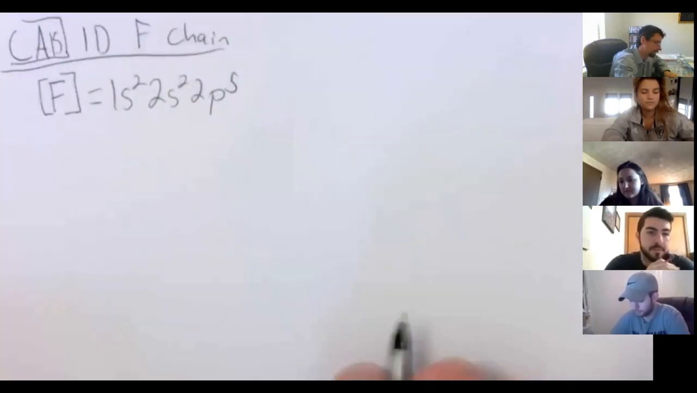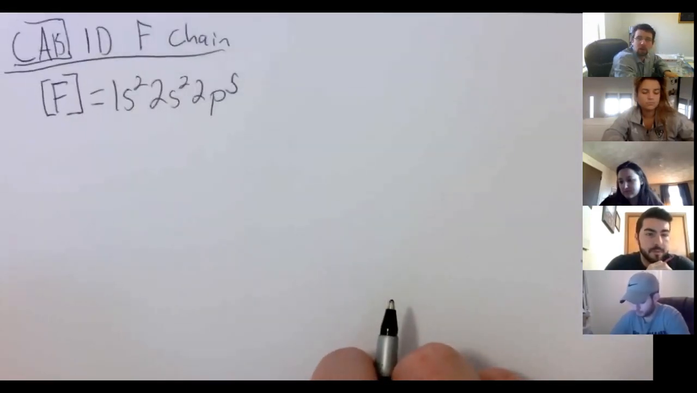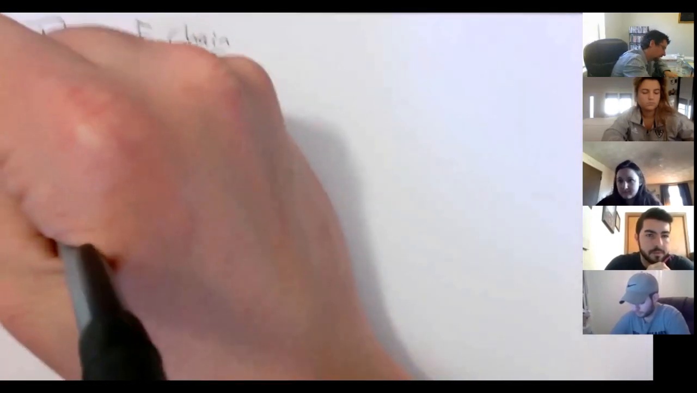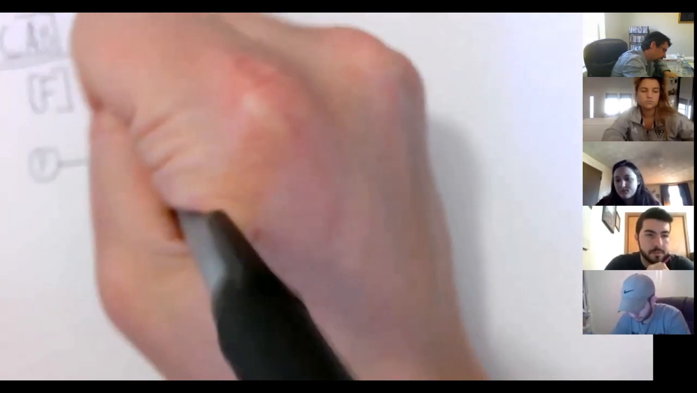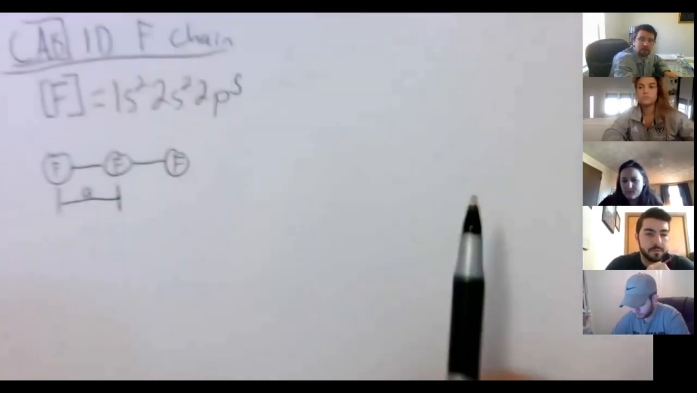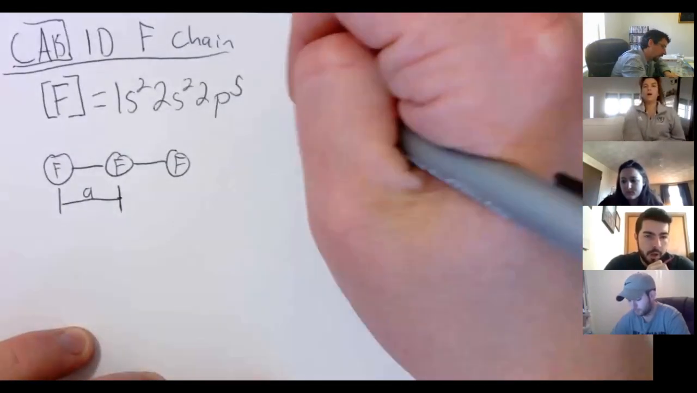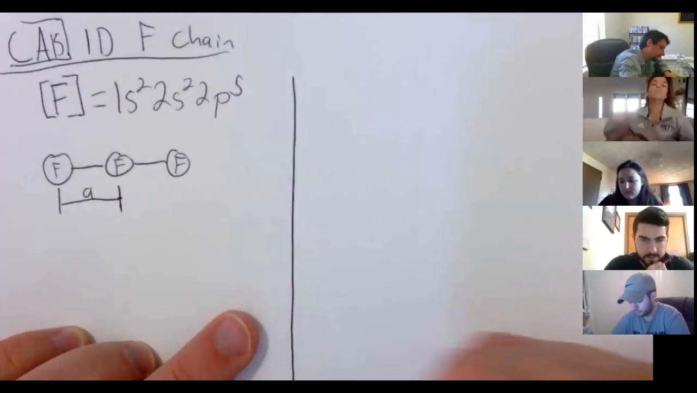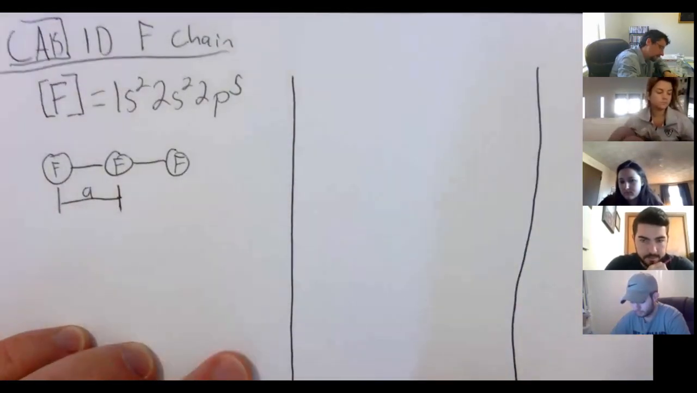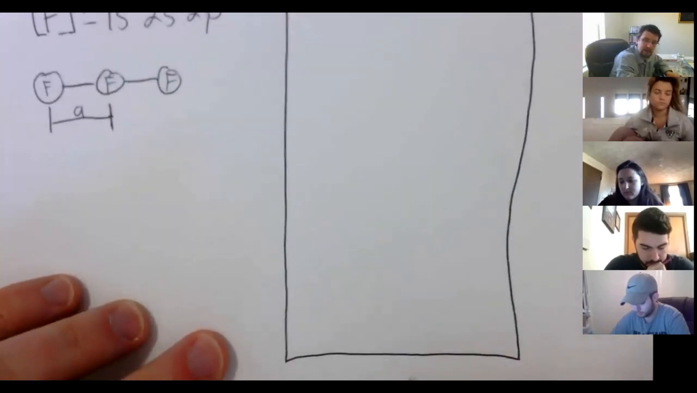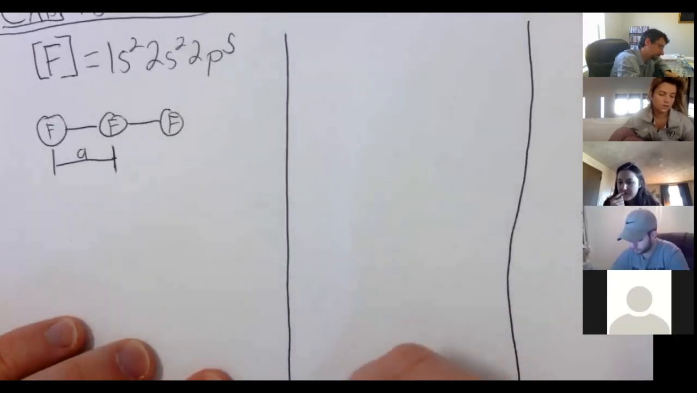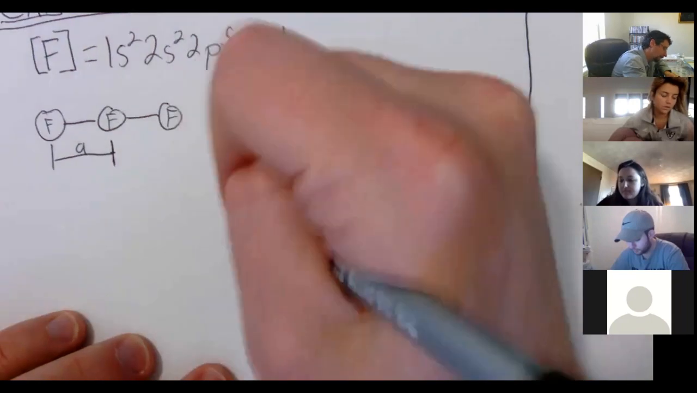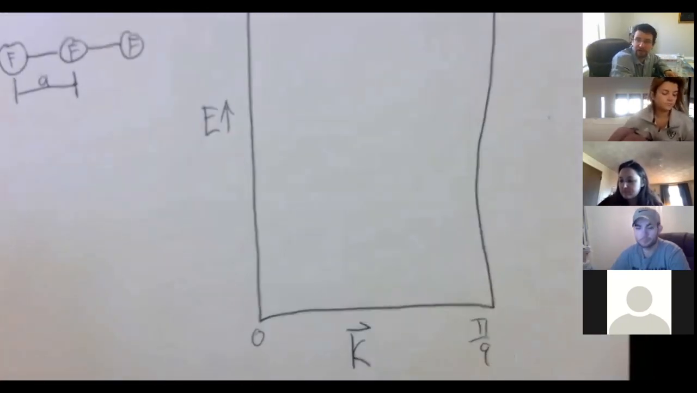Yep, you're right. Okay, so now we have our band structure. We're going to have our fluorine atoms like this, and we're going to have our unit cell where there's one fluorine atom per unit cell. We're going to plot that. What do we have on our x-axis down here? k. Yep. What else? 0 to pi over a. Yep, and then we got E. All right, what'd you do next?